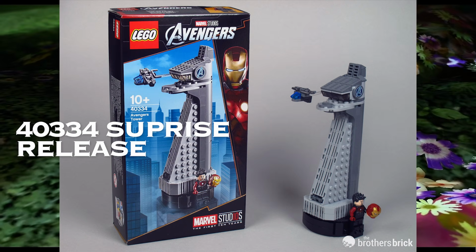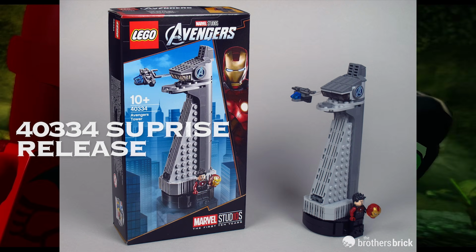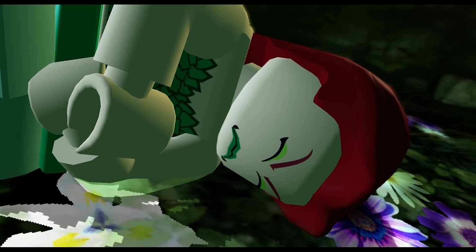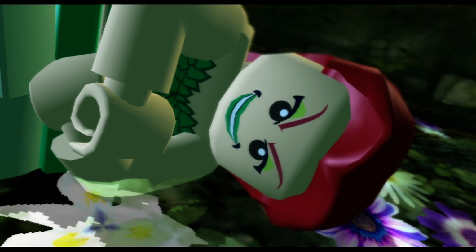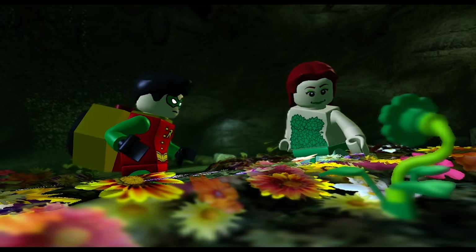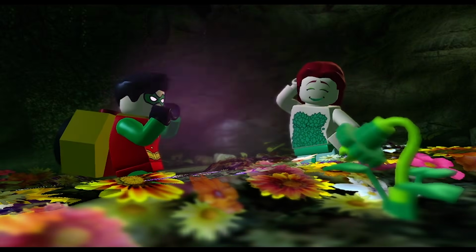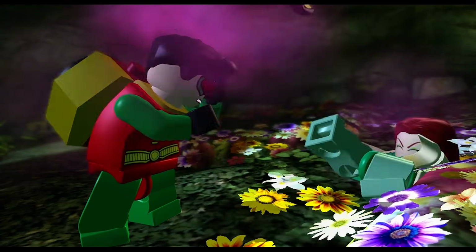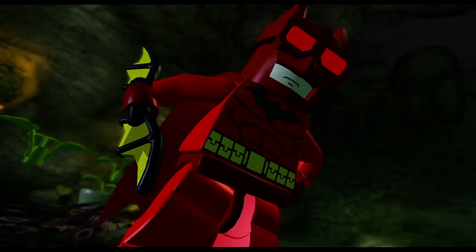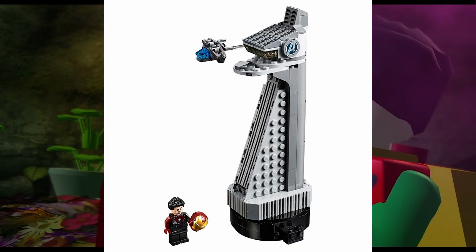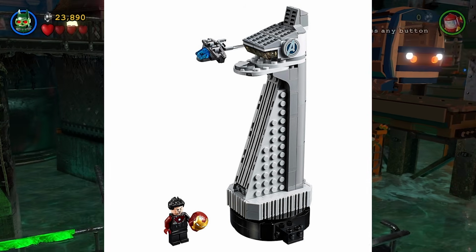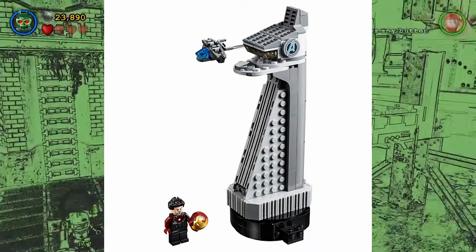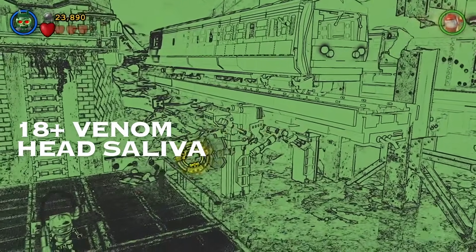40334 surprise release. LEGO re-released this exclusive Avengers Tower set to commemorate the conclusion of the Infinity Saga, and it was a gift with purchase if you spent $75 on LEGO Marvel products directly from LEGO, either at the LEGO store or on their website. A few years after it retired, the Avengers Tower gift with purchase randomly reappeared for sale on LEGO.com for $20.18.